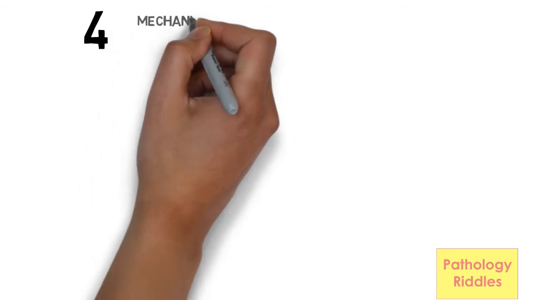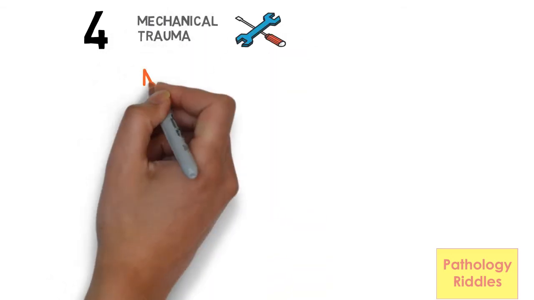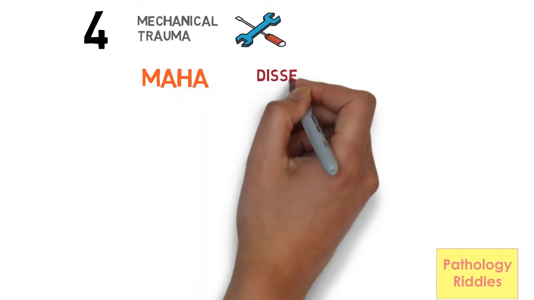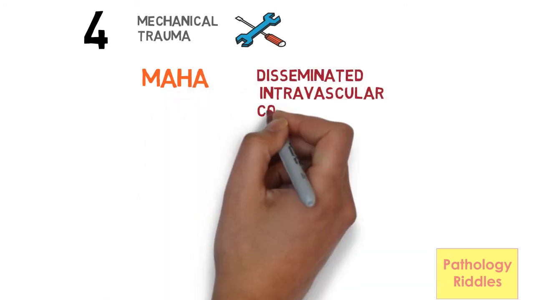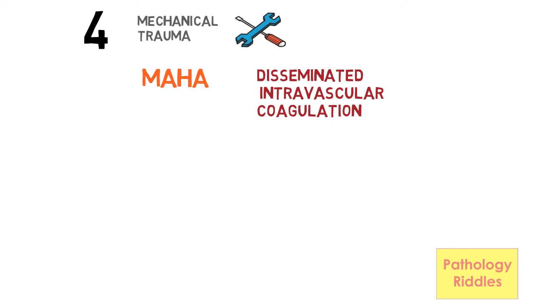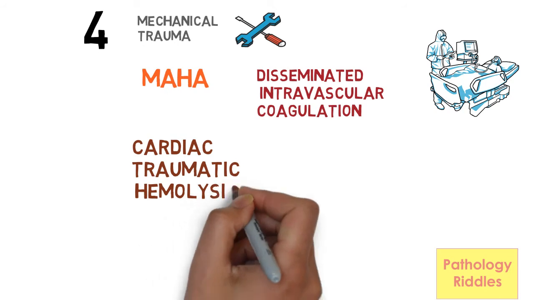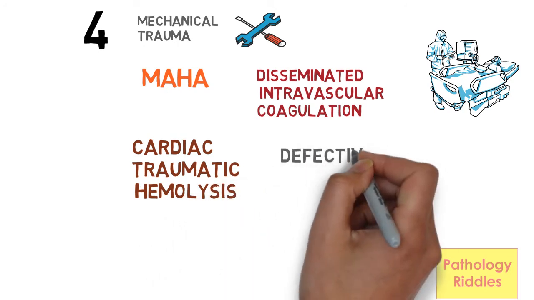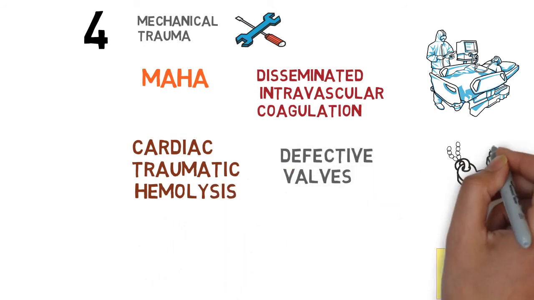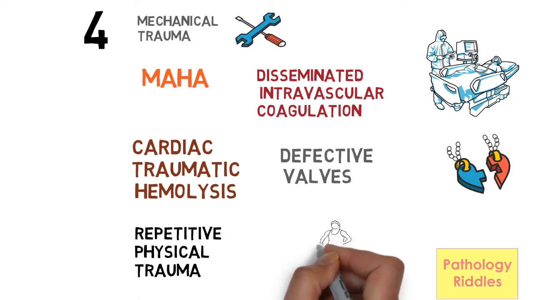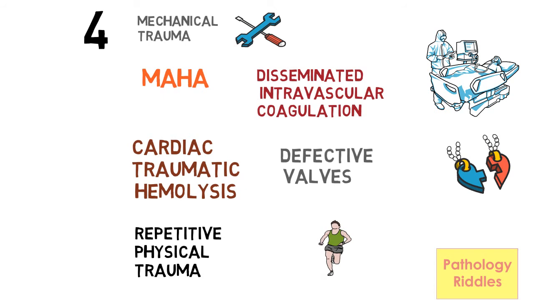Fourth cause is mechanical trauma. This can be due to microangiopathic hemolytic anemias due to narrowing of the vessels, for example, disseminated intravascular coagulation. Mechanical trauma can also occur due to cardiac traumatic hemolysis, for example, defective cardiac valves. It can also be caused by repetitive physical trauma, for example, marathon running or march past done by army personnel.